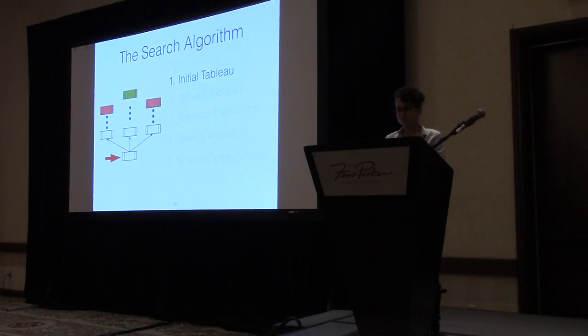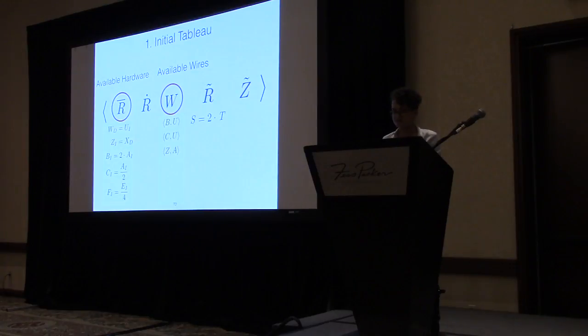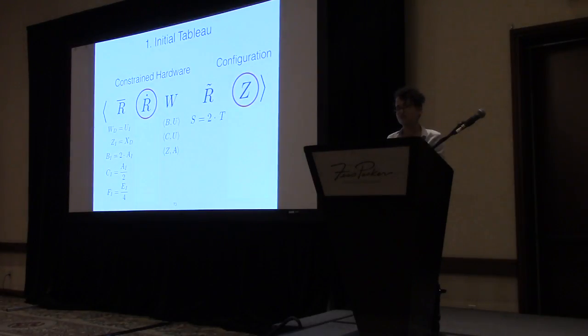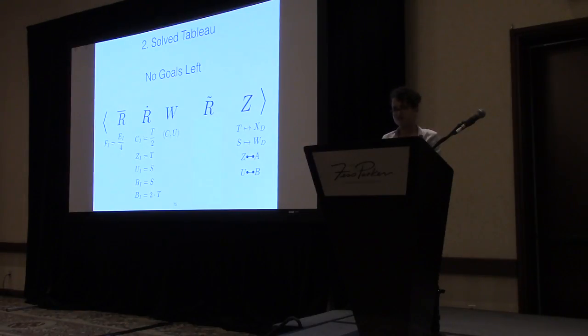So the initial tableau is comprised of a set of goals. In this case, our single goal is S equals 2 times T. The goals are essentially your dynamical system when you start out. You also have your set of available hardware. When you're starting out, this is all the hardware on your analog device. Finally, you have your constrained hardware and the configuration that you are building. Since we have not done any transitions, our configuration is empty and the constrained hardware is empty. We know we are done when the set of goals is empty. The subsequent configuration is therefore our solution configuration, and it successfully maps the dynamical system onto the analog hardware.